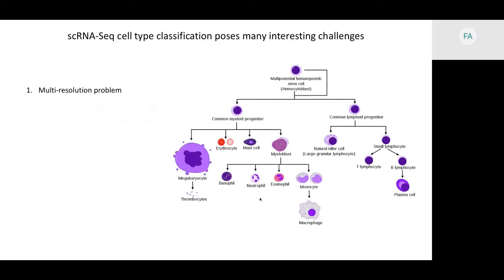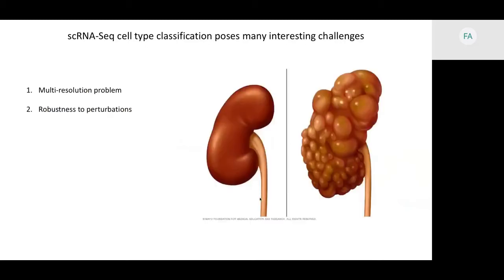So first of all, we know that cell types are related to each other, some of them more closely than others. So while it might be very easy, for example, to distinguish myeloid cells from lymphoid cells, it might be very difficult to distinguish different subtypes of T cells. So essentially, this is a multi-resolution problem, and any type of cell type classifier needs to operate at these different levels of resolution.